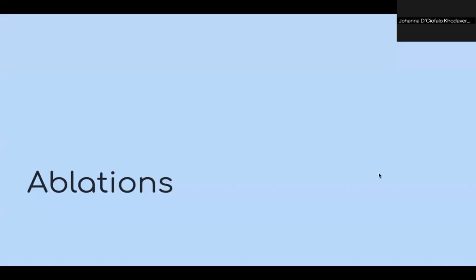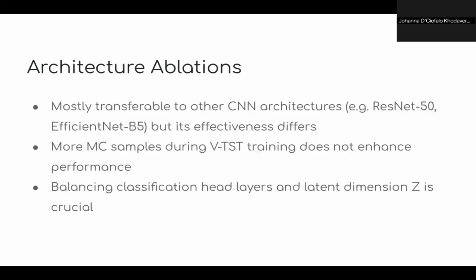In addition to reproducing the main results, we also performed several ablation studies. We found that the two-stage training approach is largely transferable to other CNN architectures like ResNet and EfficientNet, although the effectiveness varies depending on the architecture. We also tested whether increasing the number of Monte Carlo samples during VTST training or changing the number of classification head layers improved calibration, but found it to be less effective on performance than finding a good value for the latent dimension Z.